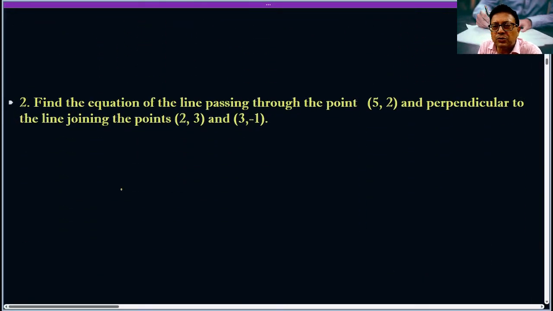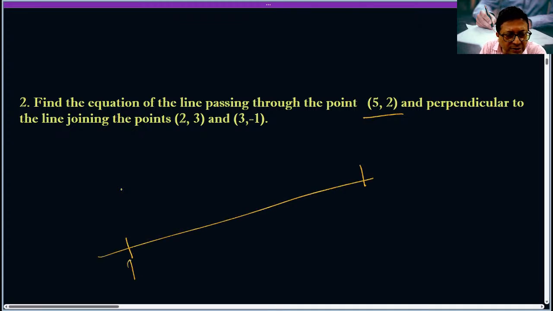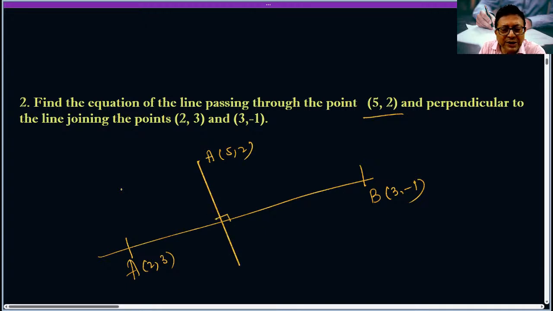Find the equation of line passing through 5, 2 and perpendicular to the line joining 2, 3 and 3, minus 1. Line passing through this A, 5, 2 and perpendicular to this. To get the equation of this line, we find the slope of this first. What is the slope of this? This is minus 1 by, this is minus 4.